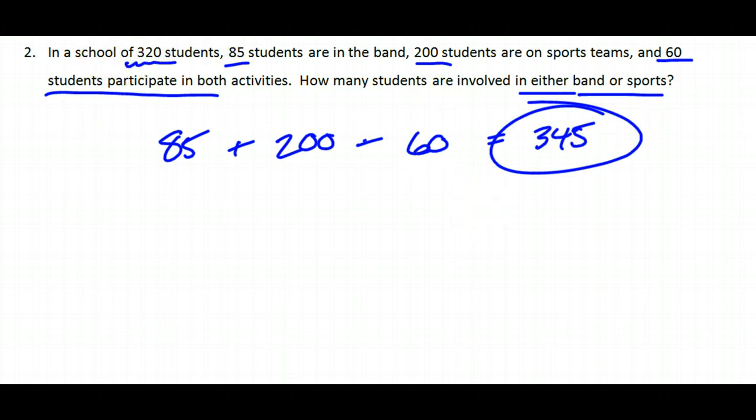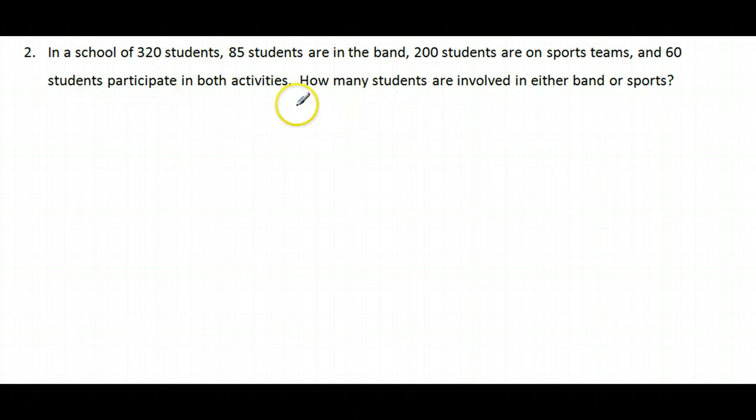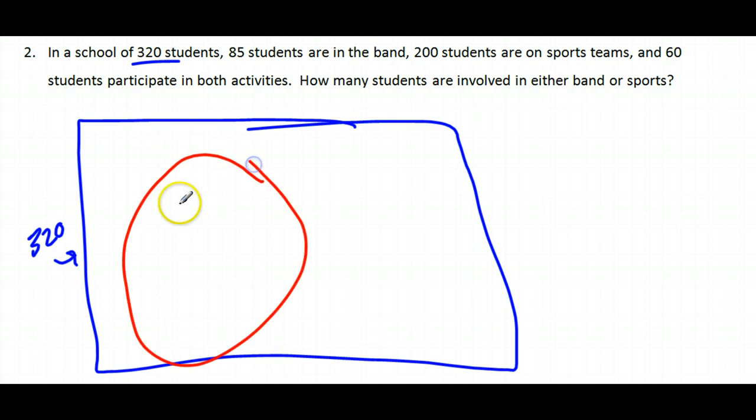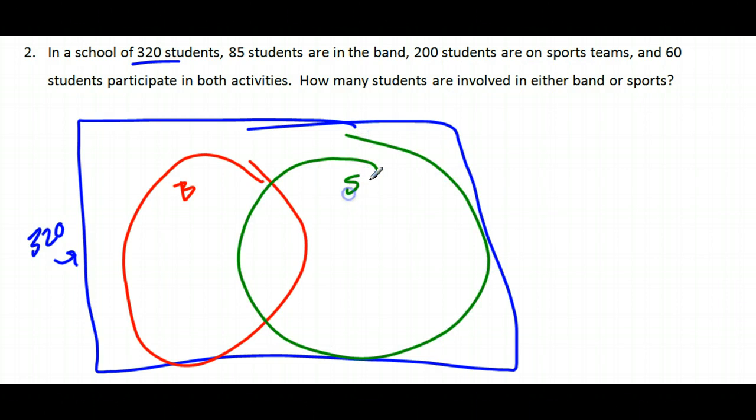So this is another problem where it might not look like it, but you do have to create a Venn diagram, because we're talking about groups of people. So you've got your universe, and your universe here is 320 students. And we've got some students in band, so we'll do band. And now we've got some students here that are in sports teams. And you've got students that do both. What I'm going to tell you guys, the easiest thing to do is always start with the students that do both. You got 60 that do both. So I know that there's 60.